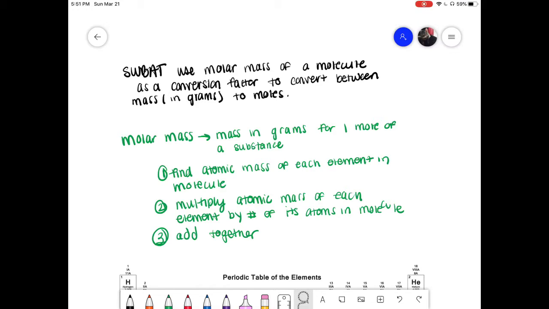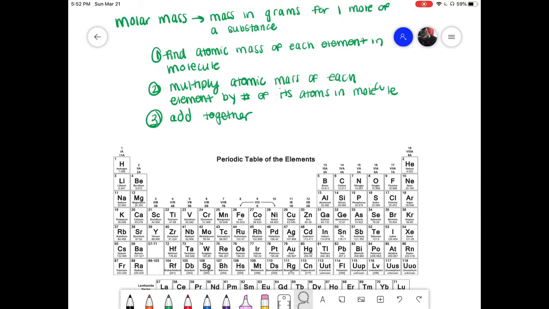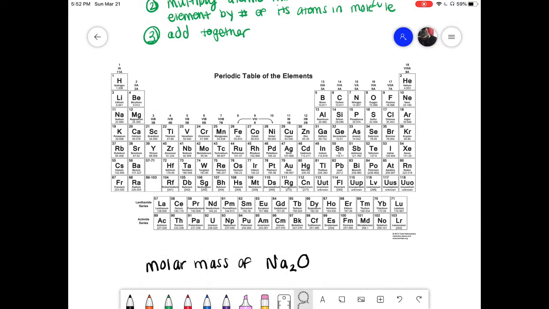And so our first step before we can even do our conversion is we need to know our molar mass. And the way that we are going to do that is by finding the atomic mass for each individual element in the molecule and then adding the mass for every atom that there is. And I'll show you what that looks like. So molar mass is the mass in grams for 1 mole of a substance. And like I said, our first step is we need to find our atomic mass of each element in the molecule. And the molecule that we are going to be working with is Na2O.